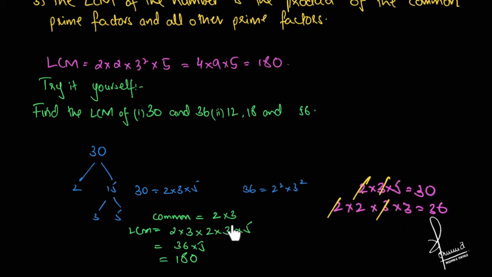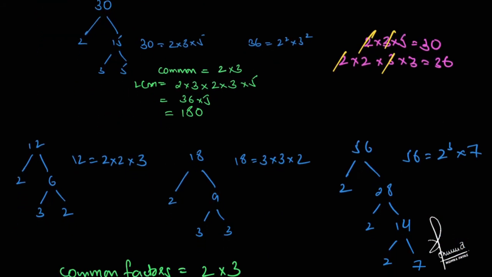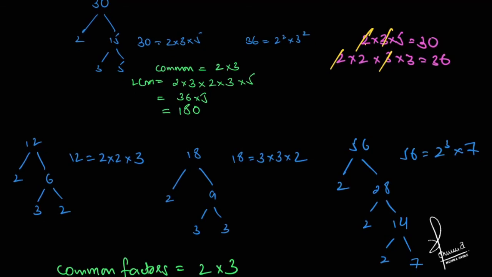So 1 2, 1 3 and 1 5 I have mentioned over here. So 2 into 3 into 2 into 3 into 5, which is 36 into 5, which is 180. So the LCM of 30 and 36 is 180. For the next question, okay, now let's see the second question. दूसरे सवाल में थोड़ी सी एक ट्रिक थी. आपने फाइंड करना था LCM of 12, 18 and 56.